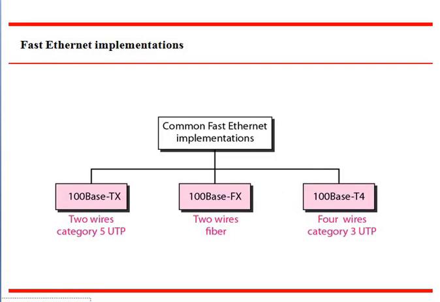Next we move on to the fast Ethernet implementation. The common fast Ethernet implementations have 3 categories. One is 100BaseTX, second is 100BaseFX and third is 100BaseT4. In 100BaseTX we are going to use 2 wires of category 5 UTP. 100BaseFX uses 2 wire fibers, and 100BaseT4 uses 4 wires of category 3 UTP. This is how the fast Ethernet implementation takes place.